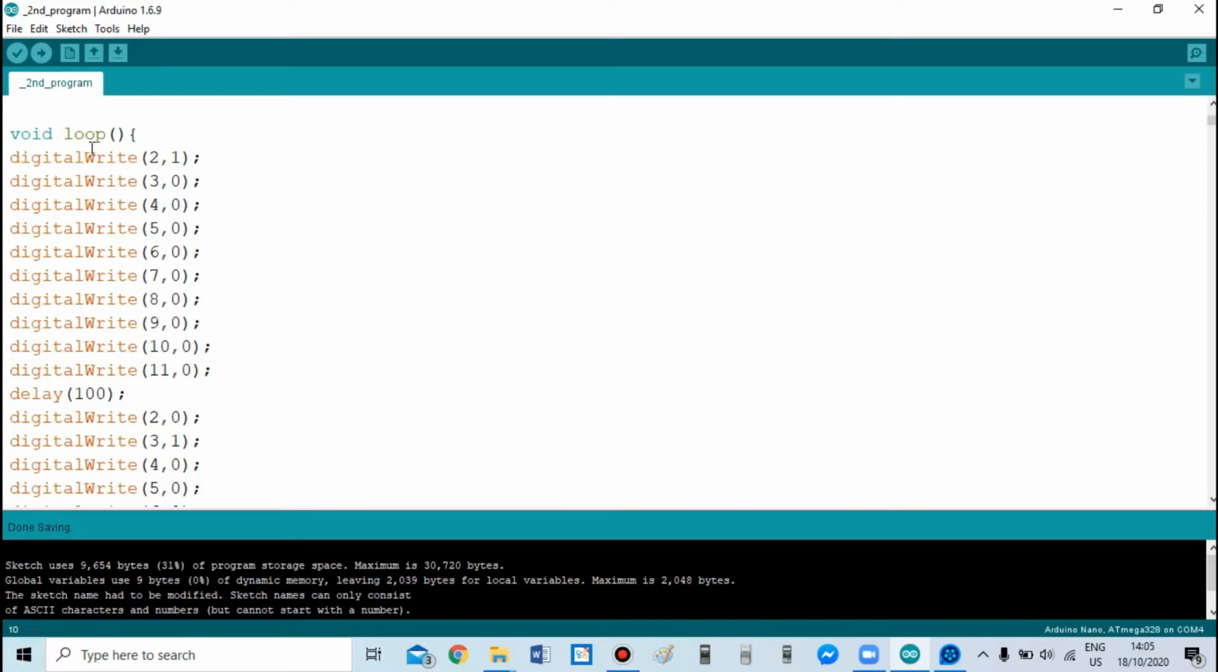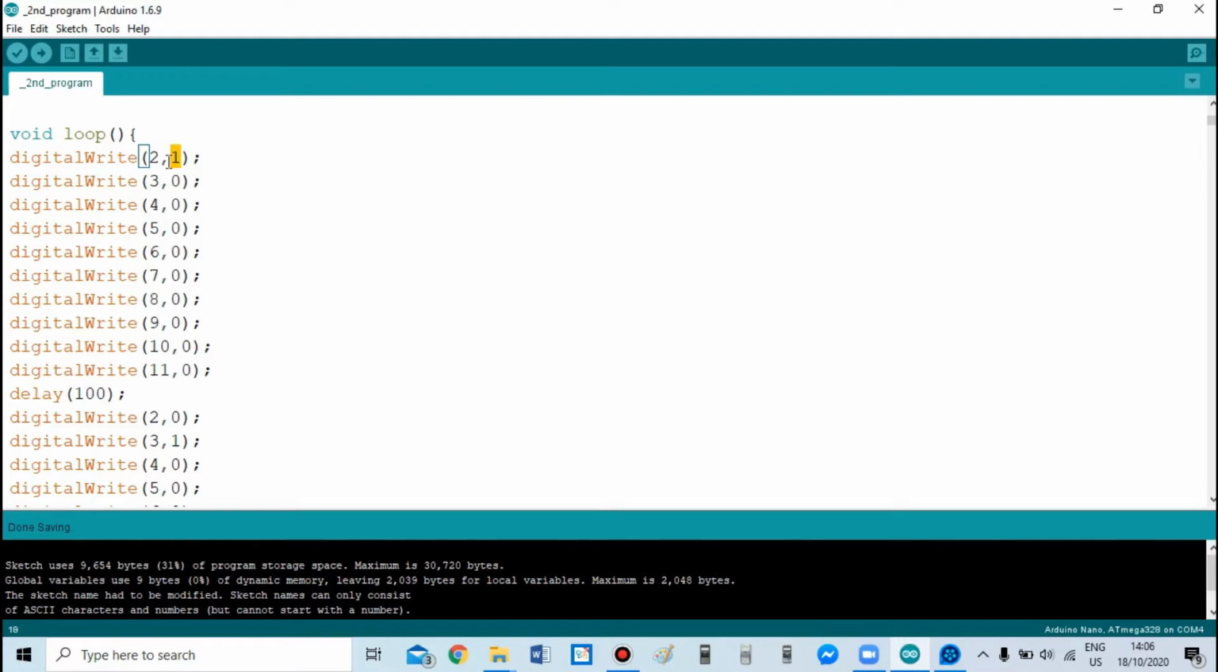You can see that. The first part is digital write, and the 2 number pin is 1. You also know that 1 means digital high and 0 means digital low. So the 2 number pin is 1, that means the 2 number pin is high.